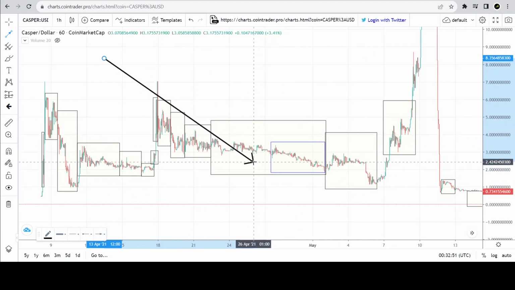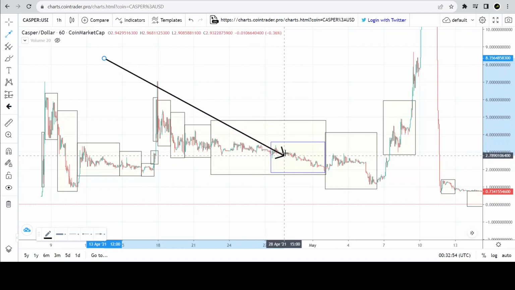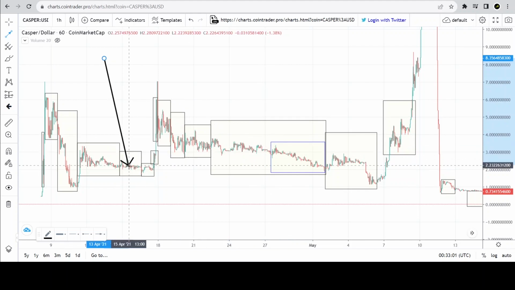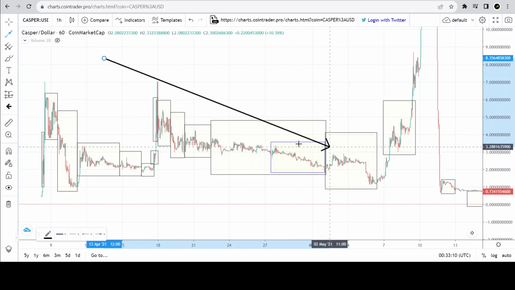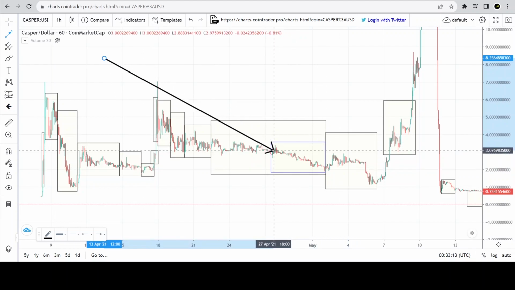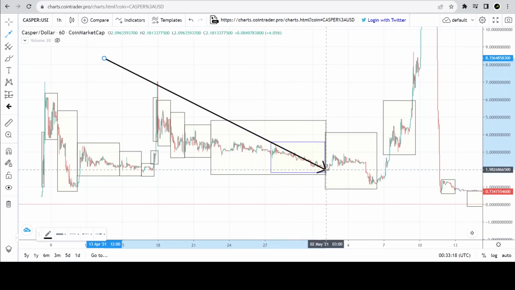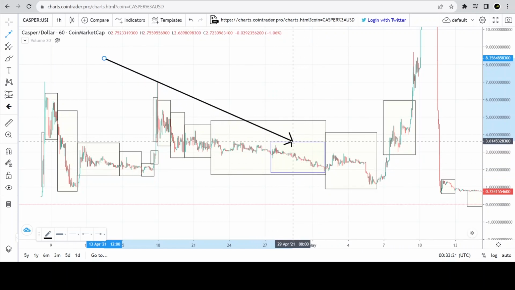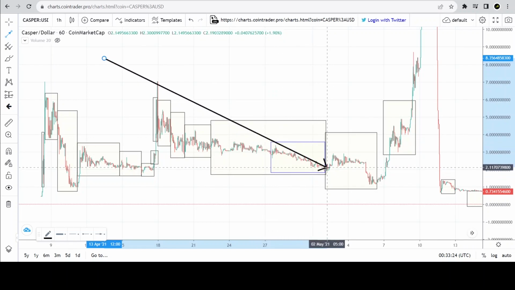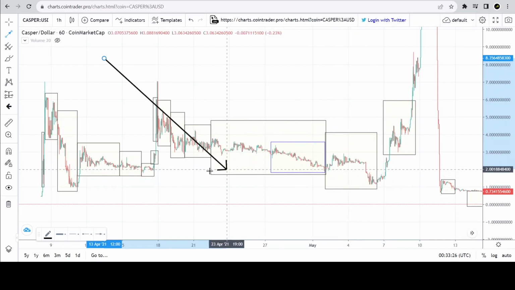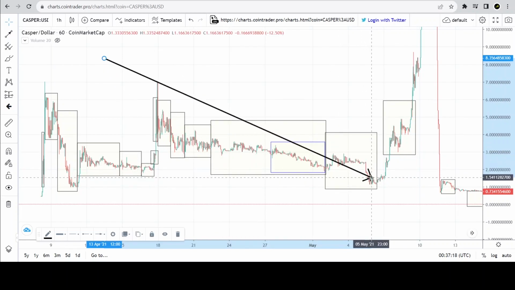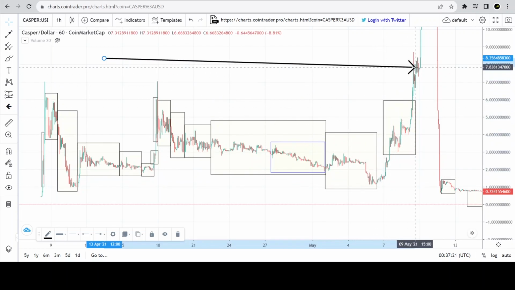And we are currently copying this part right here. So after this bounce, which also happened over here, Casper does one of two things. The first time it went sideways and then it dropped. This time around, it didn't quite do that. It went on just a kind of slow downwards trajectory. And this is the fractal that we are copying right now. After this will come a larger bounce. We see that here and we see that here. After this bounce, we go into the next bull run.